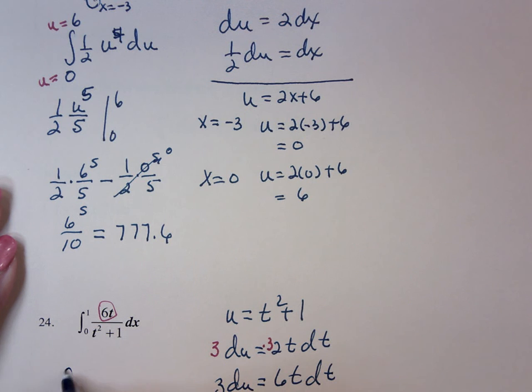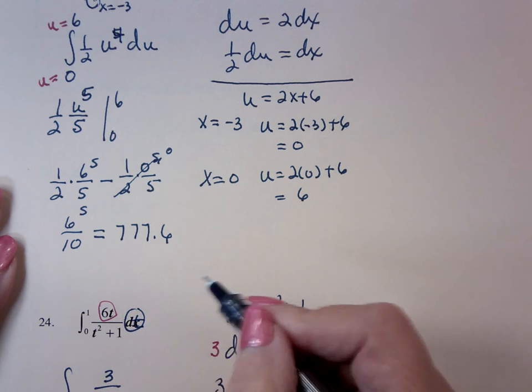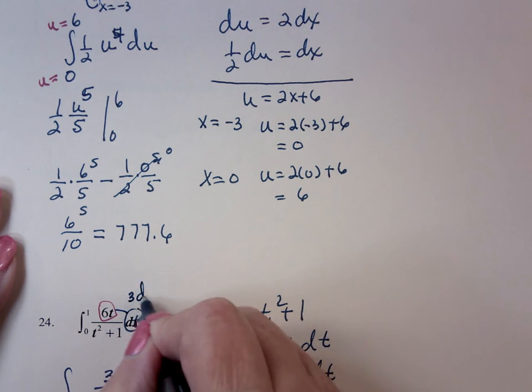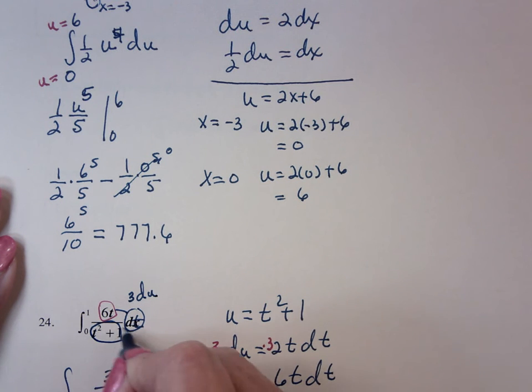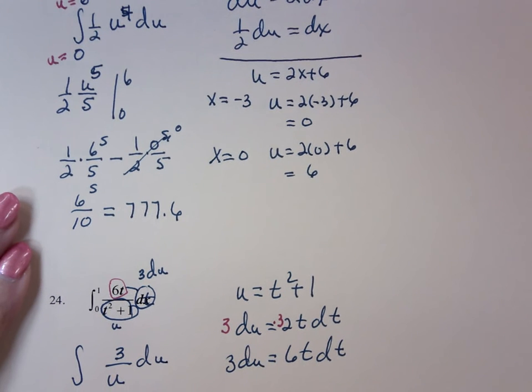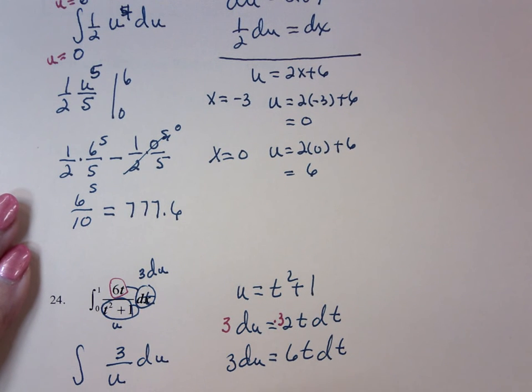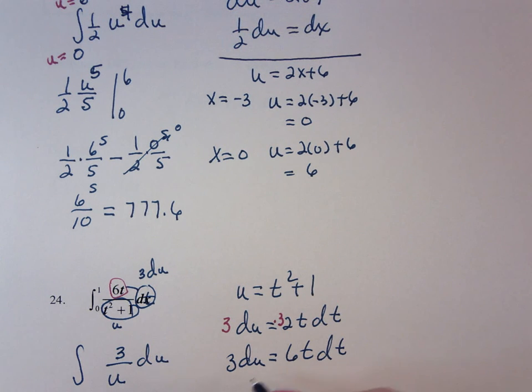So this becomes the integral of 3 over u, because 6t dt is 3 du. This is u du. Or the natural log, 3 times the natural log of the absolute value of u. Now here's the problem. I can't put the limits of integration in. I need to put them in u.